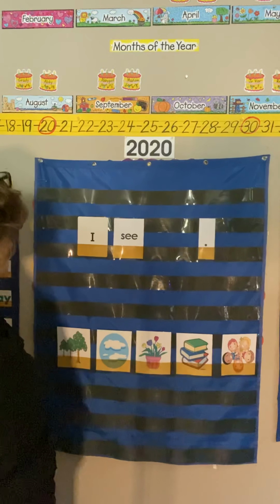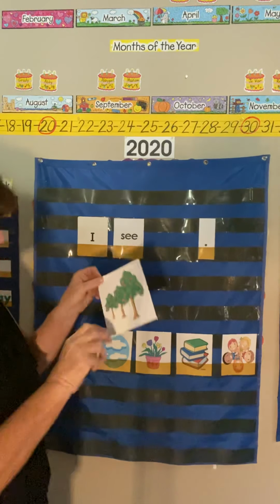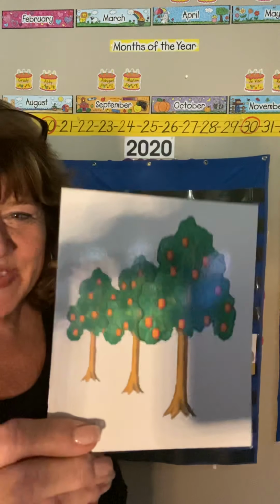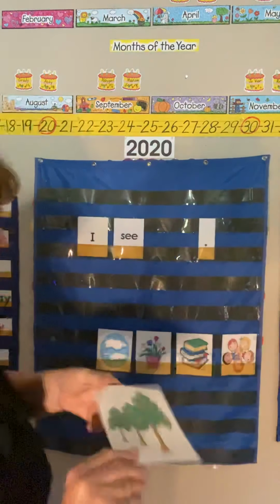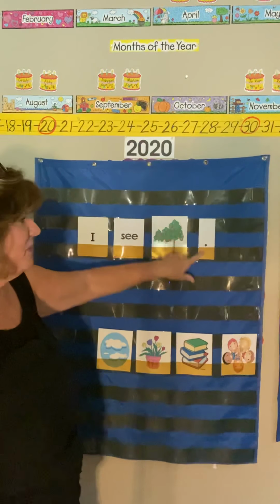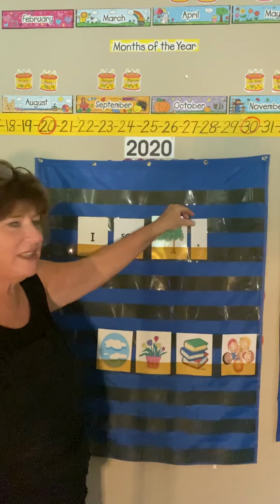So I'm going to go ahead and show you the first one. What do you see? Trees. What kind of trees are those? Apple trees. I see apple trees. Or you could say I see 3 apple trees. Or I see green trees. So I'm going to put that here. And then we have a period at the end because this is a sentence.